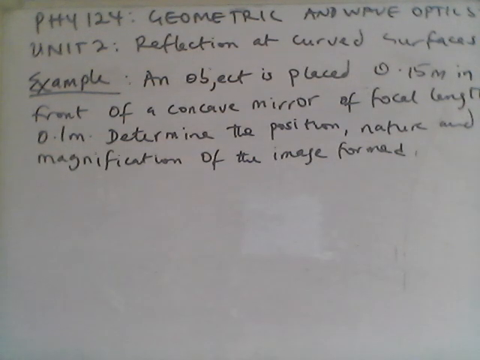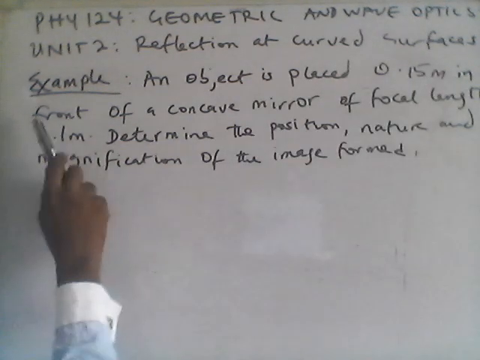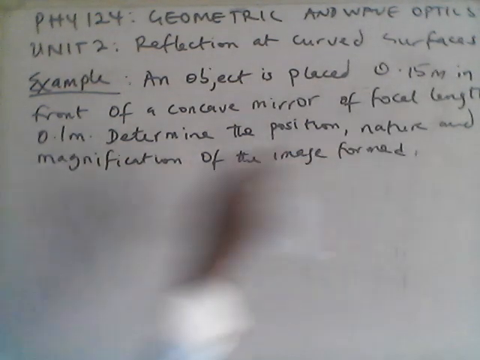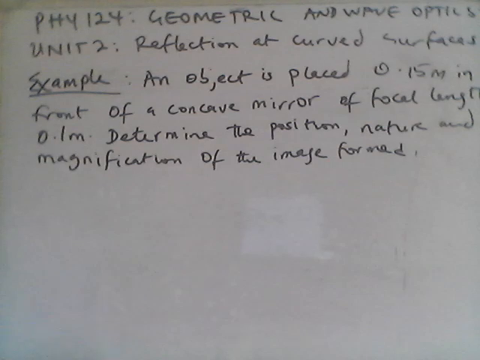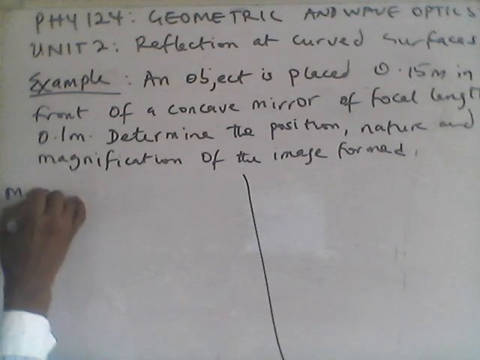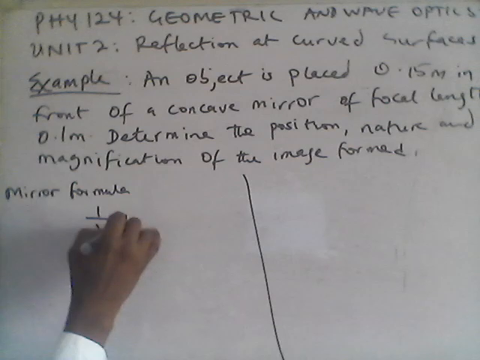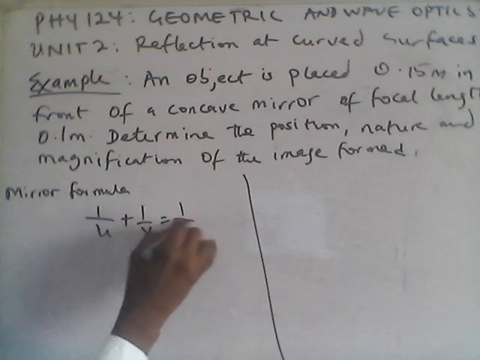Okay, so I have on the board: an object is placed 0.15 meter in front of a concave mirror of focal length 0.1 meter. Determine the position, nature, and magnification of the image. So the mirror formula, quickly: 1 over U plus 1 over V is equal to 1 over F.